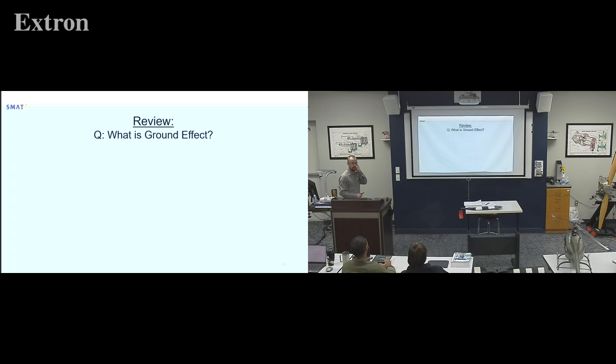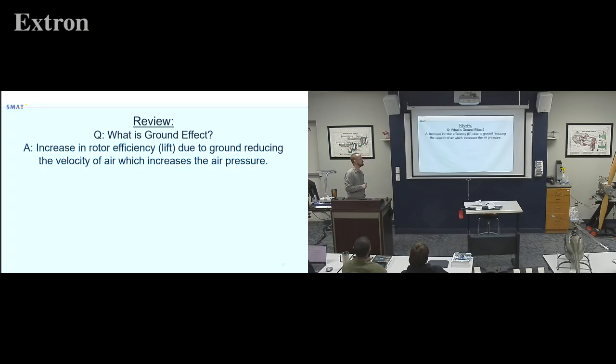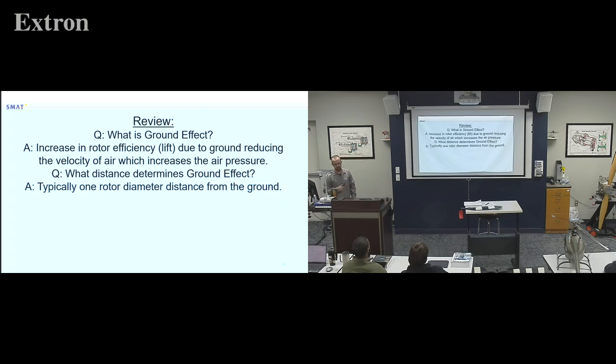Zach, what is ground effect for helicopters? It's where you increase the pressure below the rotor. Good. You're increasing rotor efficiency due to the ground reducing the velocity of air, because the air can't speed up since it's got nowhere to go, right? It hits the ground, hits the ground, hits the ground. Not a cushion of air. All right, what distance determines ground effect? Typically one rotor diameter distance from the ground.